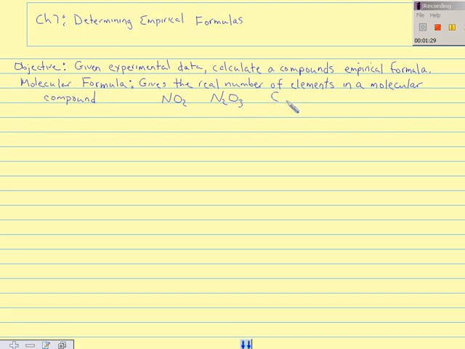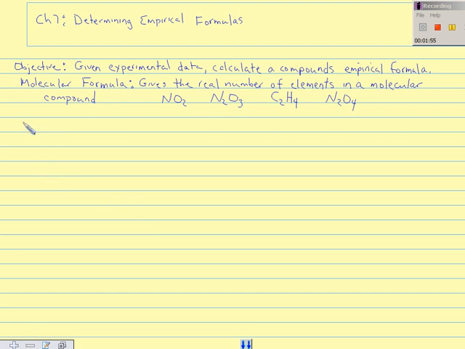We have various carbon-hydrogen compounds like C2H4. That's an actual molecule. Now, molecular formulas, we don't reduce these because then it's no longer the same thing. So even if you had N2O4, you would not reduce it to NO2, because this molecule is different than this molecule here.